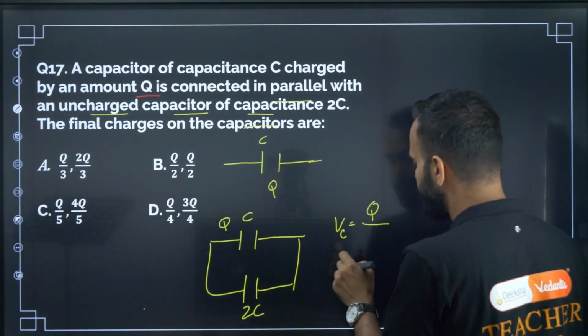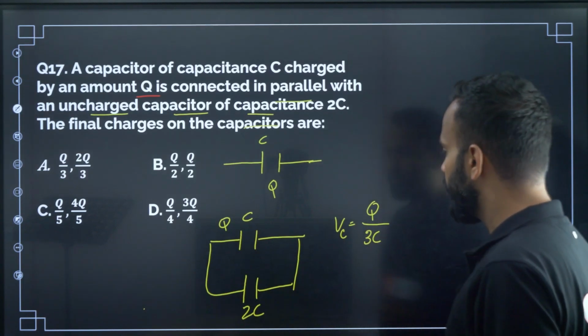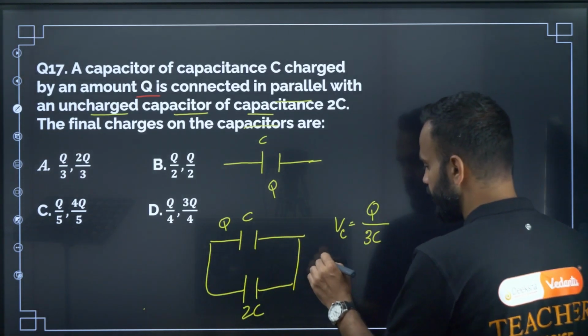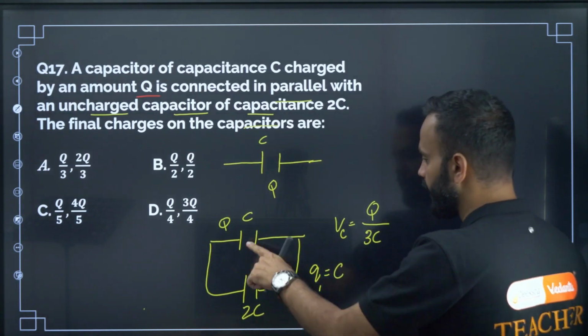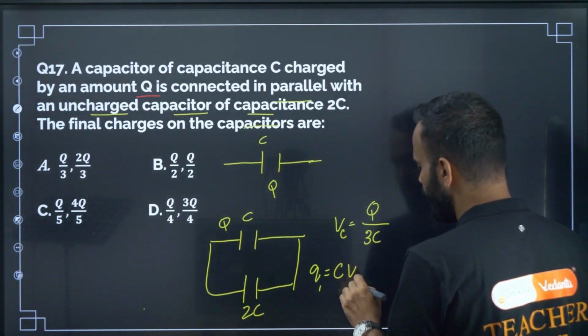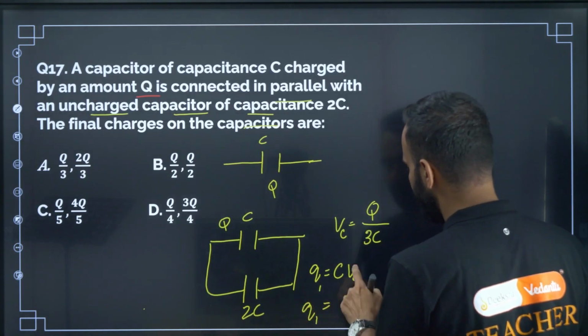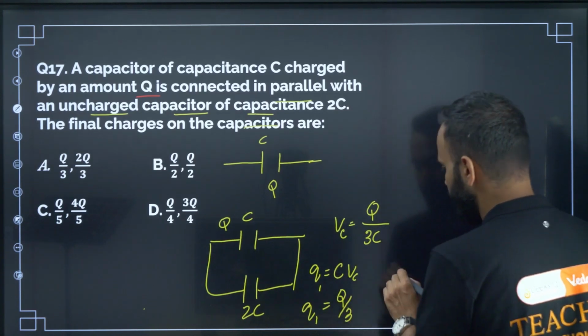C equivalent is C plus 2C, that is 3C, right? So this is the common potential. Now let us find the charge on C and 2C. The charge on C is Q1, which is equal to the capacitance of the capacitor C into common potential Vc. Now Q1 is equal to, solve this, you will get Q divided by 3.